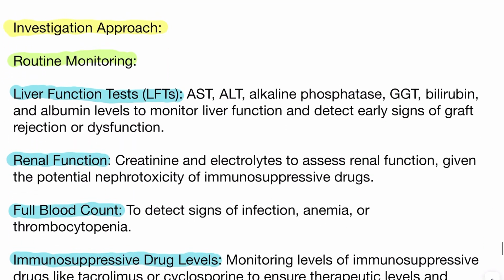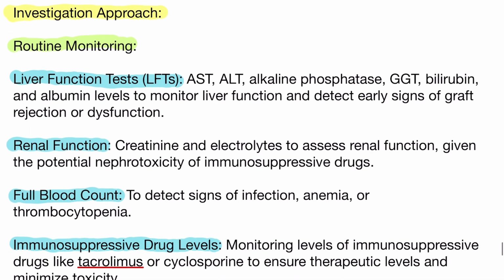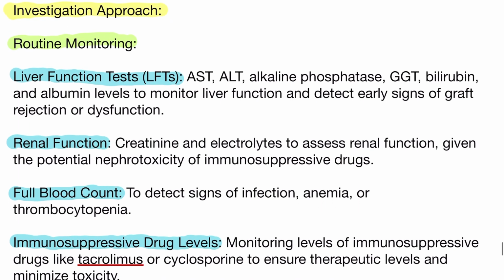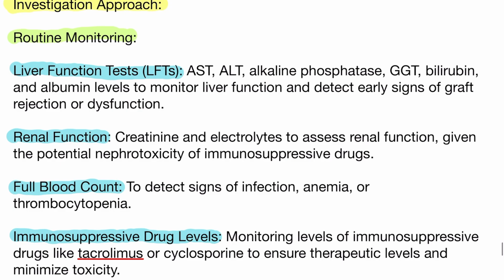How about the investigations approach? We want to do routine monitoring. We want to look at the liver function tests: AST, ALT, alkaline phosphatase, gamma GT, bilirubin, and albumin level. We want to monitor the liver function and detect any early signs of graft rejection or dysfunction. Renal functions are important, creatinine and electrolytes, to assess the renal function.